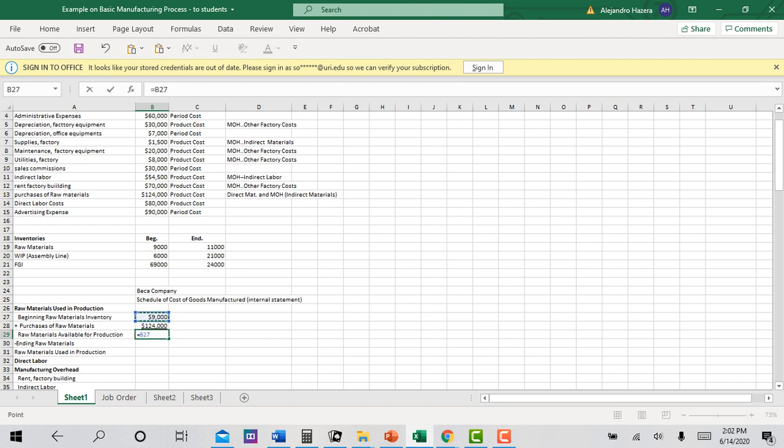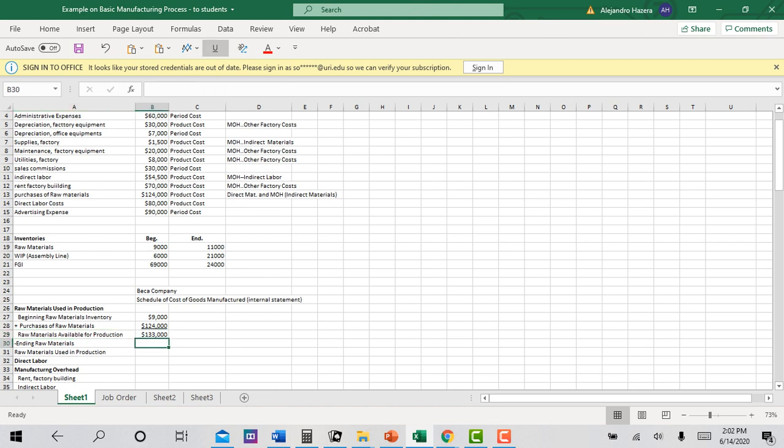If you take the 9, which is your beginning raw materials inventory, and add your purchases, that gives you the raw materials that you could have placed in production. This is like the cost of goods sold calculation that you learned in 201. So logic has it, if you begin with 9 and purchase 124, these are the raw materials that are available to have been put into production.